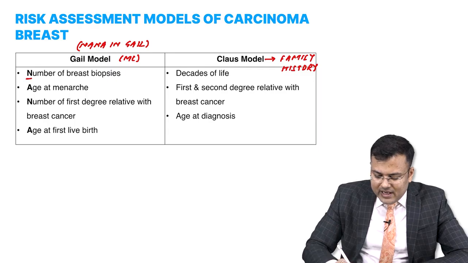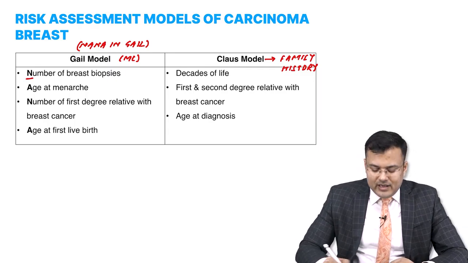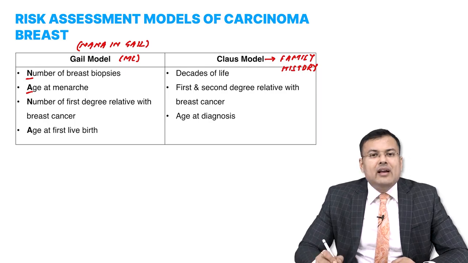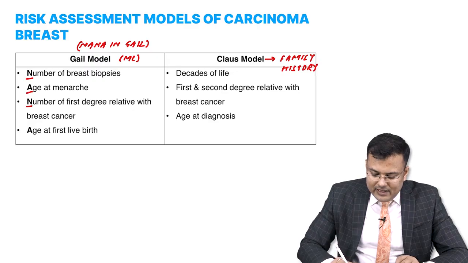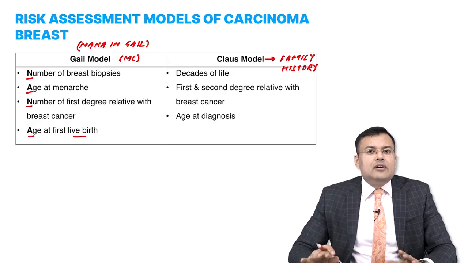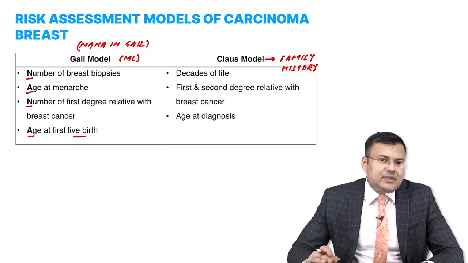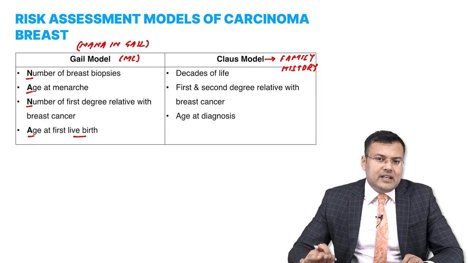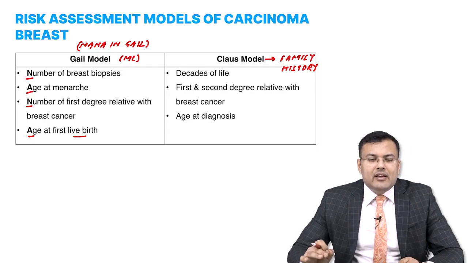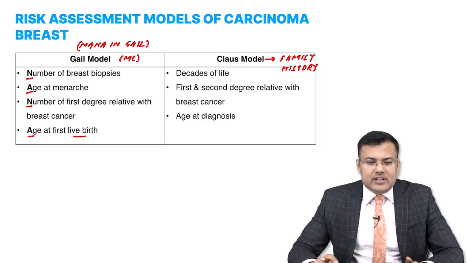How to remember? N means number of breast biopsies done. A, age at menarche. N, number of first degree relatives with breast cancer. And A, age at first live birth. So these are the components of Gail: Nana in jail.